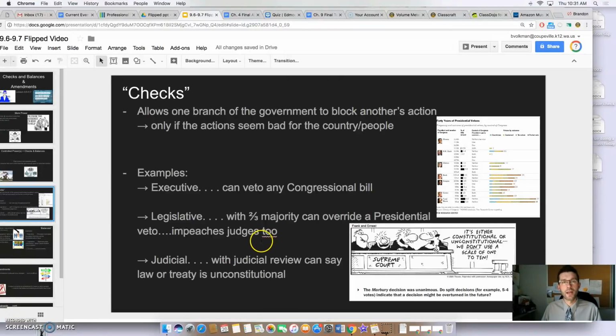Also, the legislative branch can impeach judges too. So right here we have an example where the legislative branch can check the power of the president and check the power of the federal judges as well.